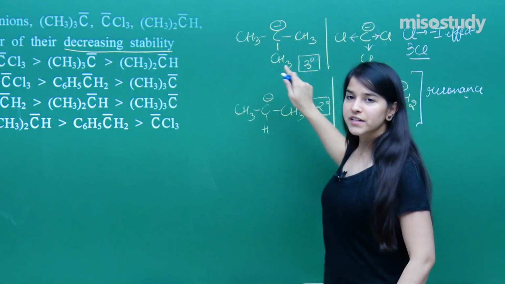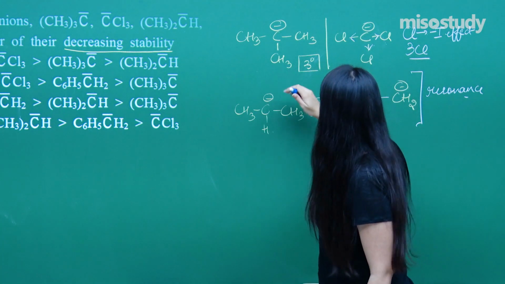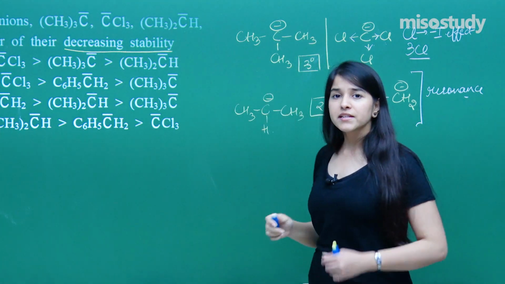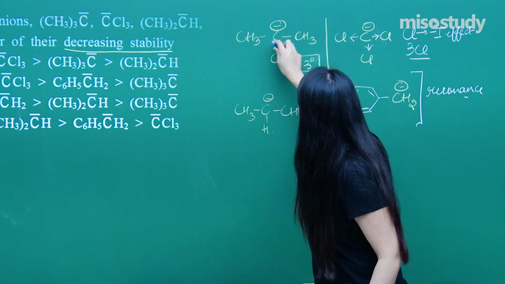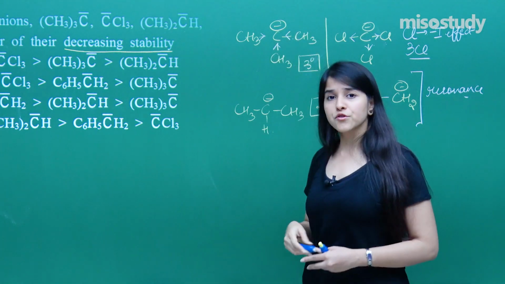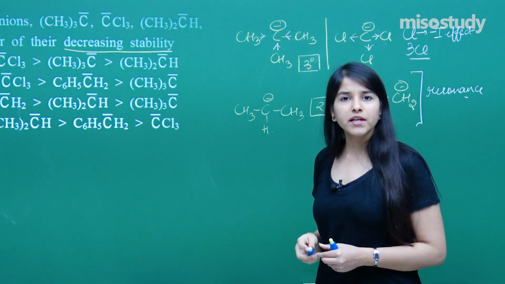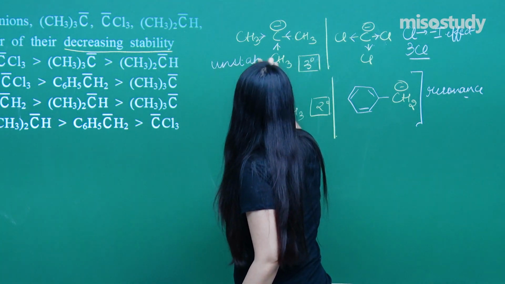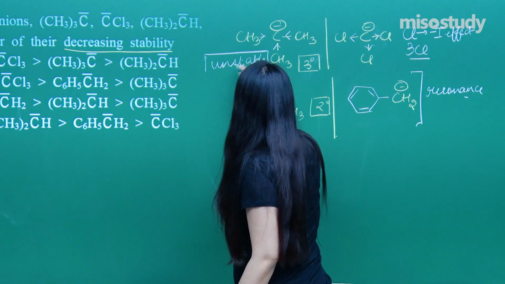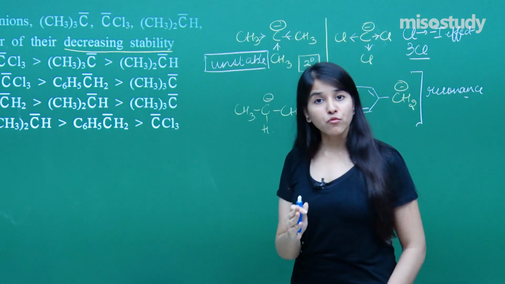And what do we have over here? It's a tertiary carbanion. That means instead of withdrawing groups, what do I have? I have got releasing groups over here. So many releasing groups, making the structure very, very unstable. So that is unstable, in fact, the most unstable.